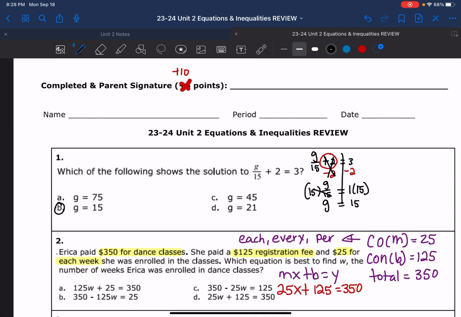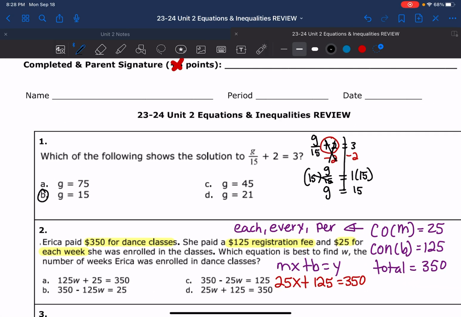Now, I've already done number 2 because there's another one that we can do together, but I want to talk about this first. For a coefficient, we have to understand that the keywords are each, every, or per. Erica paid $350 for dance classes. She paid a $125 registration fee. Anytime it is a registration fee, it is a flat fee. And then $25 for each week she was enrolled in the classes. Which equation is best to find W, the number of weeks Erica was enrolled in dance classes?